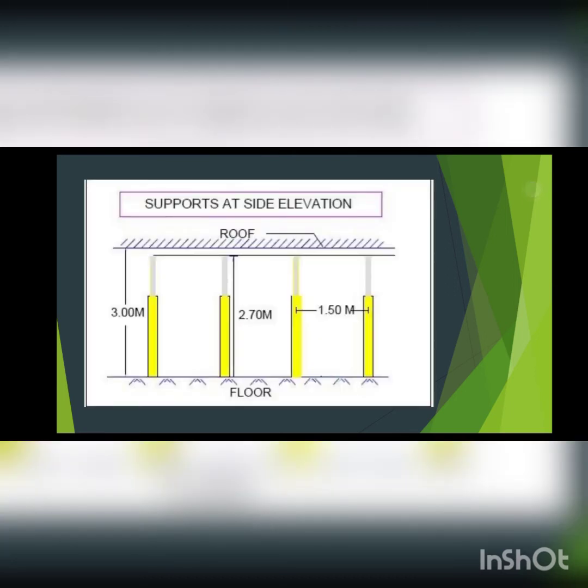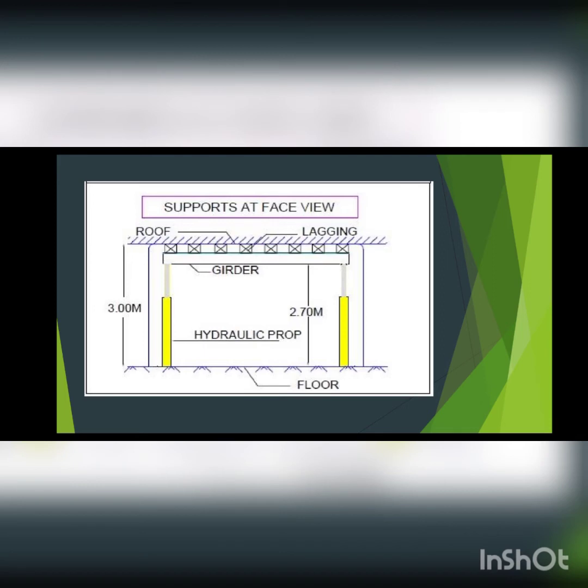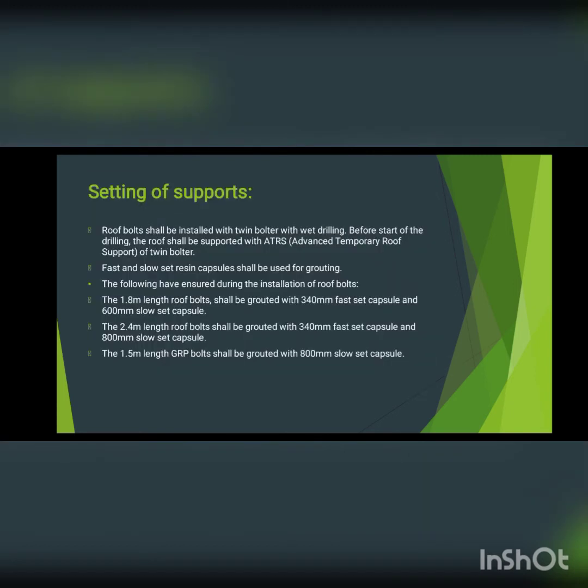Here is a picture, and here are supports at face view, lagging girder. So it's just a face view of supports. We have hydraulic props, we have girders, so you can have a clear visualization. Setting of supports: roof bolts shall be installed with twin bolter and wet drilling. Before the start of drilling, the roof shall be supported with ATRS, advanced temporary roof support of the twin wet bolter.